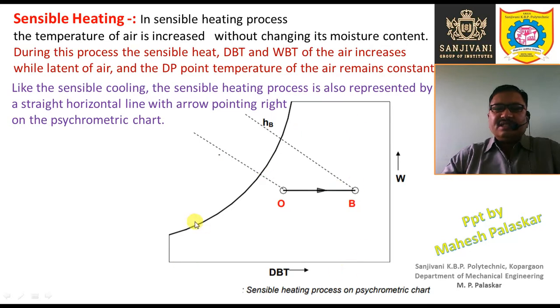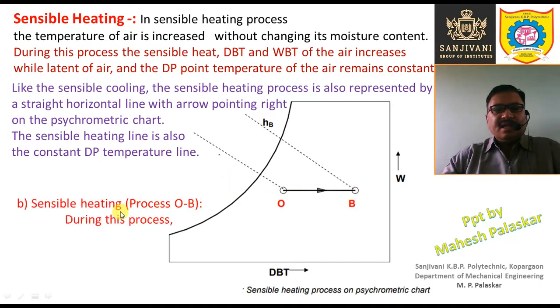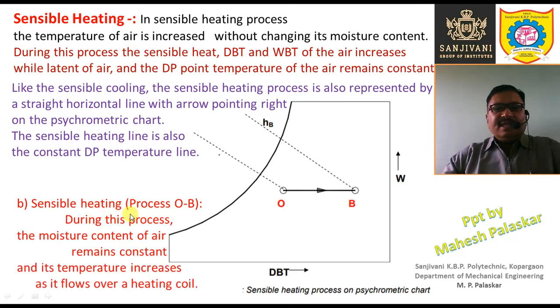You must draw this chart, this diagram. The sensible heating line is also the constant dew point temperature line. Okay. So this is also the constant dew point temperature line. The sensible cooling line is also a constant dew point temperature line, right? Now the sensible heating process is represented by this line OB or the arrow OB.